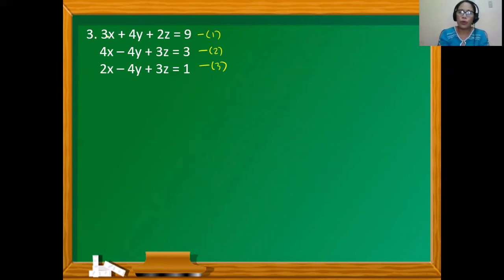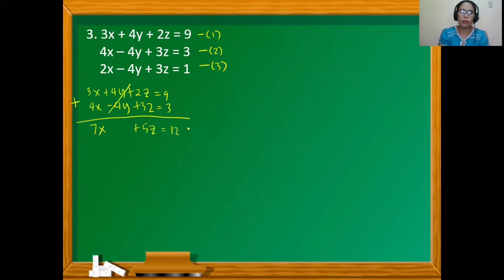So we're going to consider the first and second equation, and we will eliminate y. So we have 3x plus 4y plus 2z equals 9, and then 4x minus 4y plus 3z equals 3. And then we will use addition. So 3x plus 4x is 7x. This is 0. This is plus 5z. And we have equals 12. So we will consider this as equation 4.